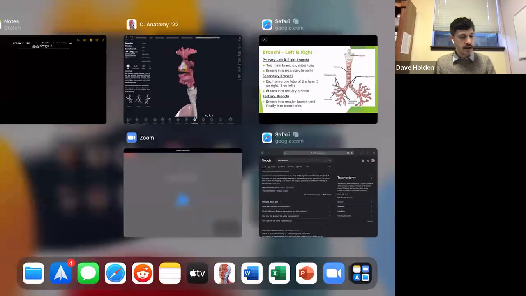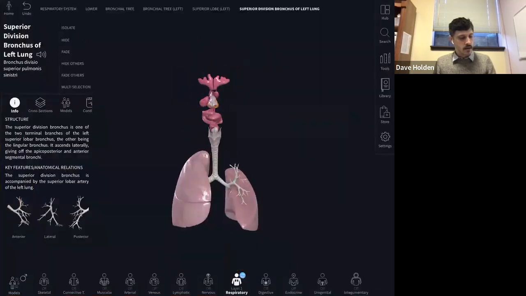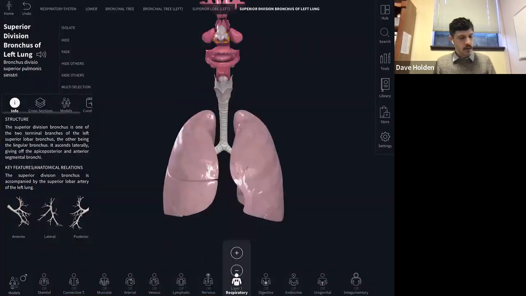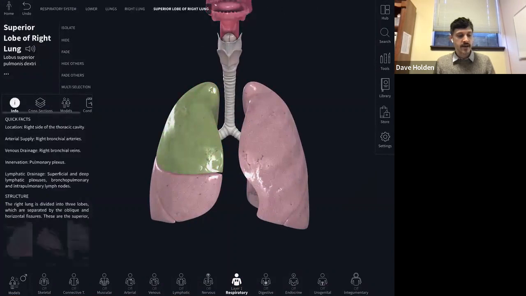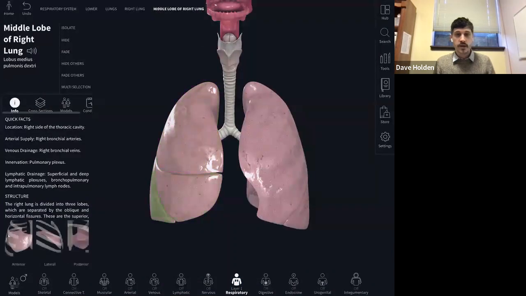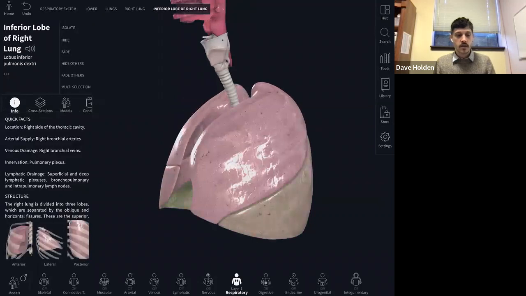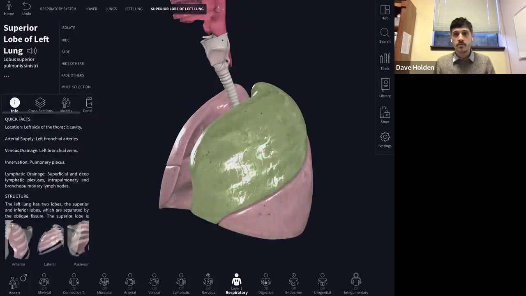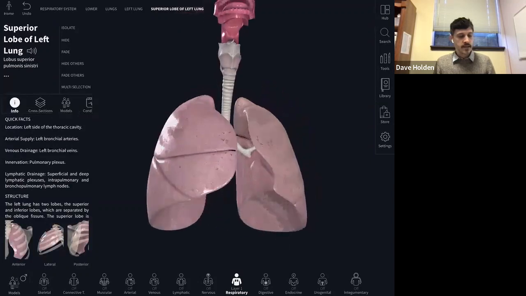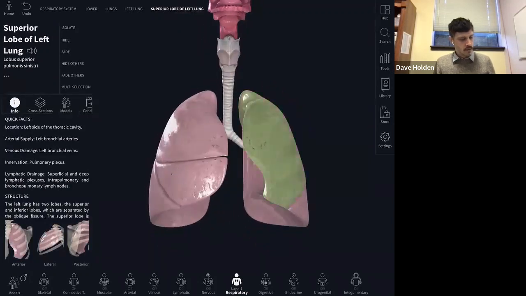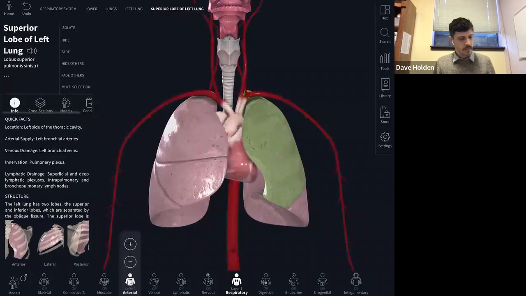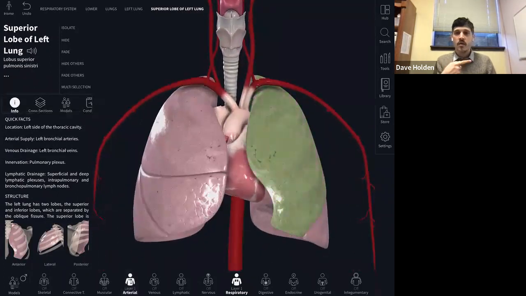I'm going to flip back to our anatomy app. Show hidden. And you can actually see them. On the right side, you have 1, 2, 3 lobes. The left lung, you only have 1 and 2. And there is a reason for this. The reason is a lot of the space where the left lung would have an extra lobe is taken up by the heart. So you only get 2 lobes in the left lung. The right lung gives you 3 lobes.